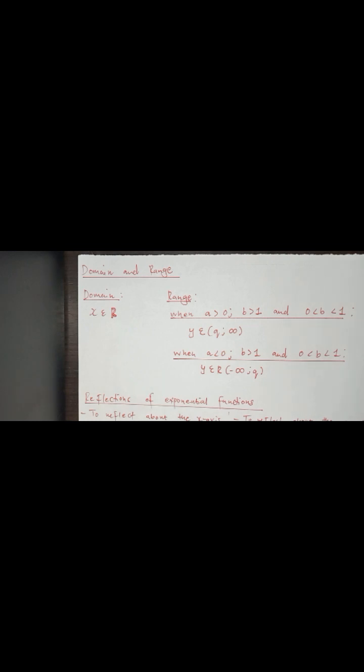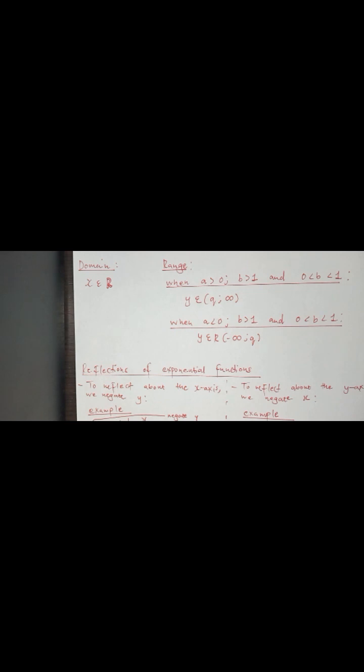Right. When a is less than 0, b greater than 1, and b in between 0 and 1, that means for both graphs, increasing function and decreasing function, y is... I'm sorry, I made a mistake there. It's supposed to be y is an element of negative infinity to q. So cancel that. Y is an element of negative infinity to q, or y is less than q. That's all. So we move on.